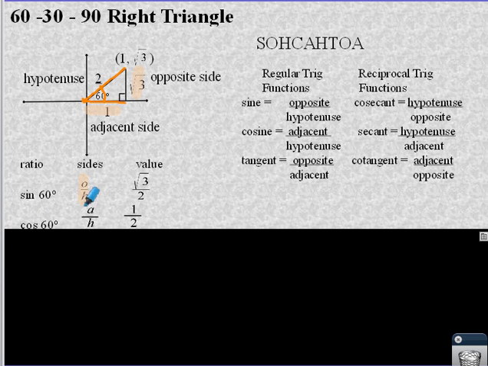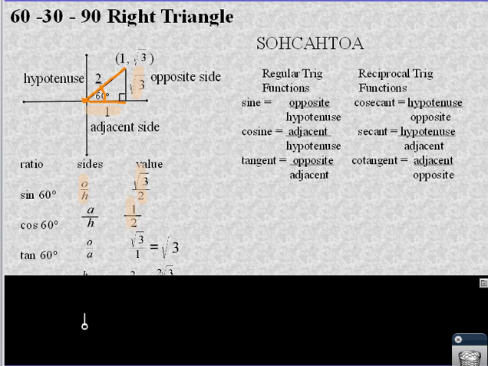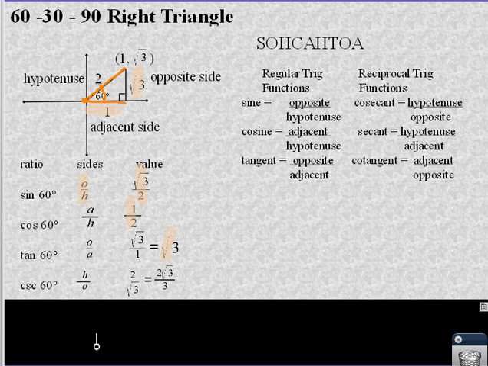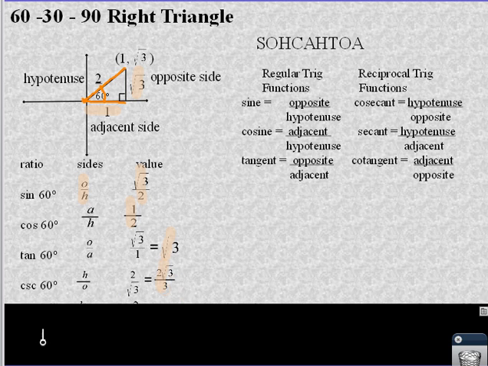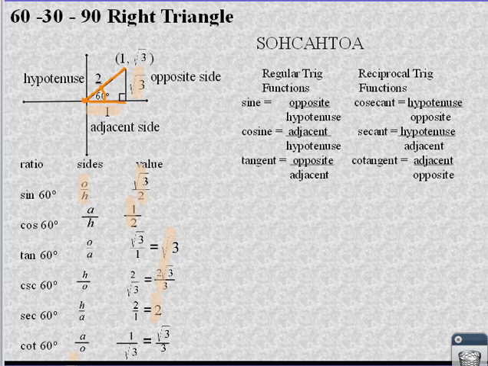So opposite over hypotenuse is the square root of 3 over 2. Adjacent over hypotenuse is 1/2. Tangent, opposite over adjacent, square root of 3. Cosecant is going to be 2 over the square root of 3, which is 2 square root of 3 over 3. Secant is hypotenuse over adjacent, which is going to be 2. And cotangent is adjacent over opposite, which ends up being this. So those are the special triangles that we need to know.